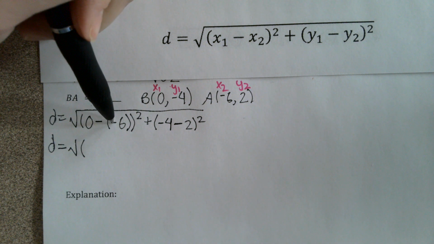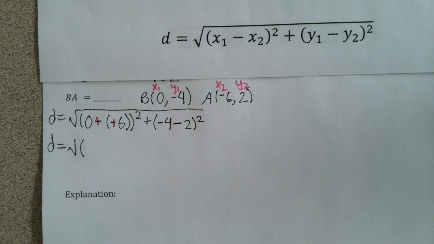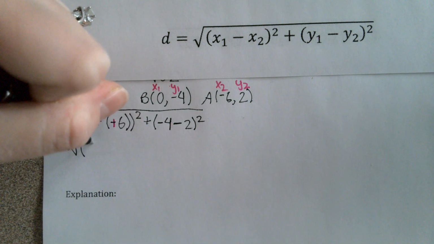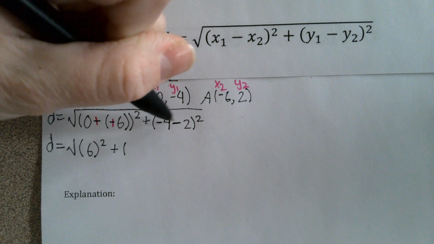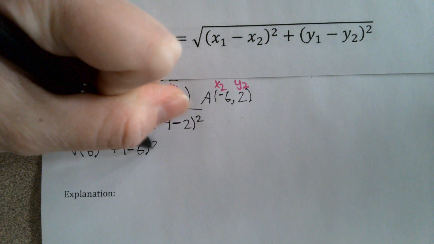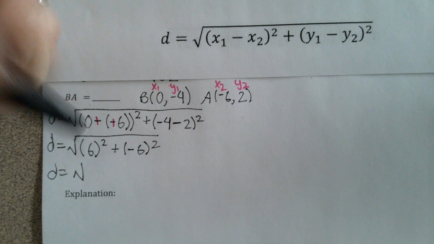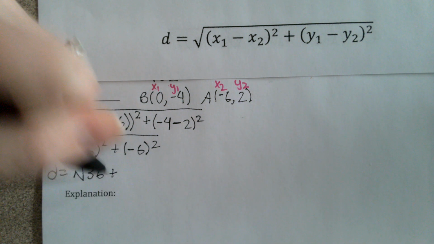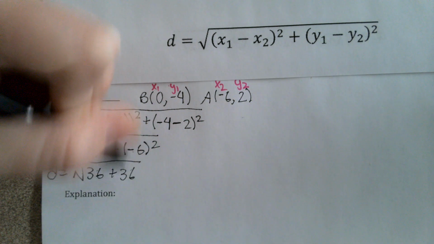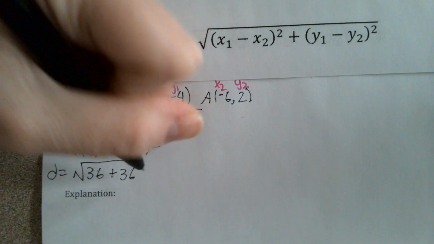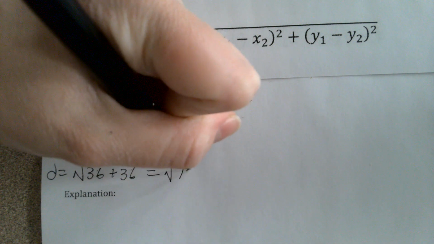0 minus -6. Again, we've got that minus going on here, so that becomes a plus when we got 2 in a row. That becomes 6 squared plus -4 minus 2, that's -6 squared. Now I have 6 squared, which is 36, plus -6 squared, still 36. This being negative doesn't change this answer at all. So negative times a negative is still positive. Add these together and you get 72.